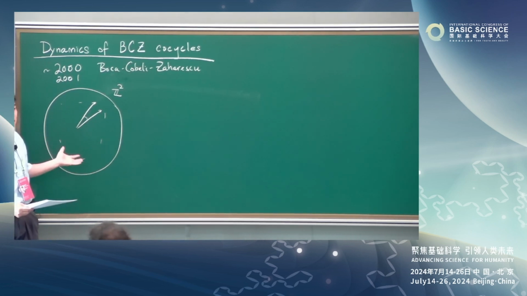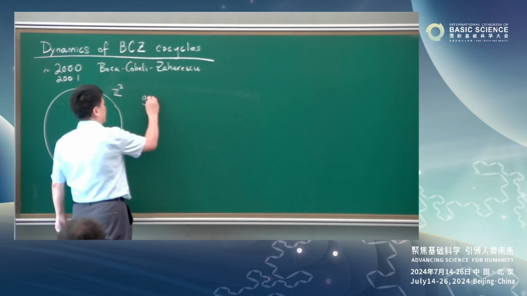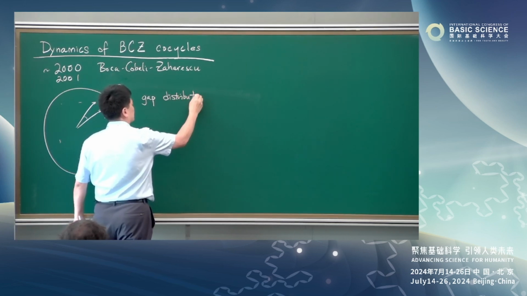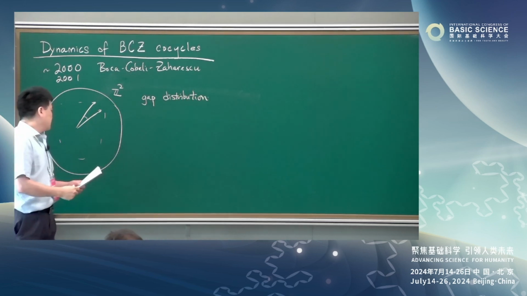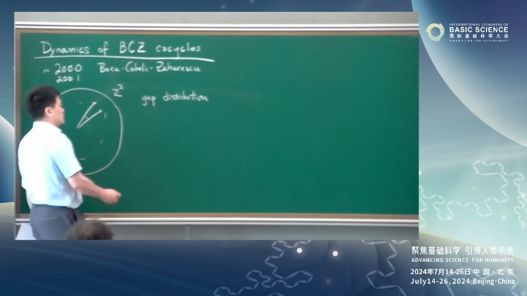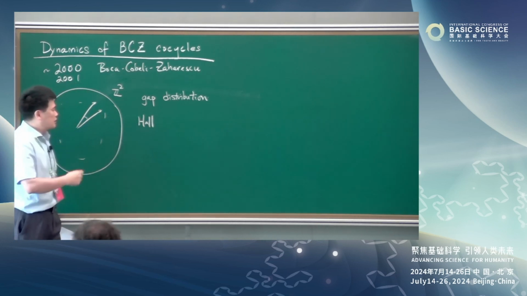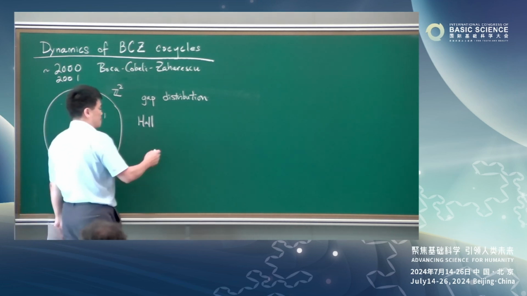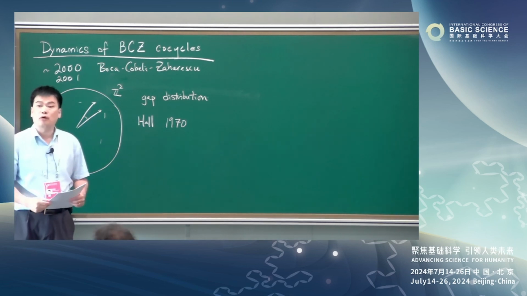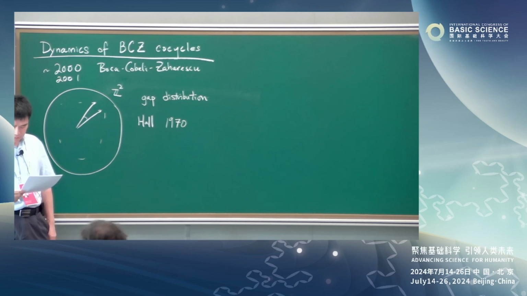And it's a natural question from a physics point of view. And this is called the gap distribution. And they were able to figure this out. And it turns out that this gap distribution was already introduced or discovered by Hall in 1970, although Hall was studying a different problem. Hall was studying the statistics of Farey fractions.